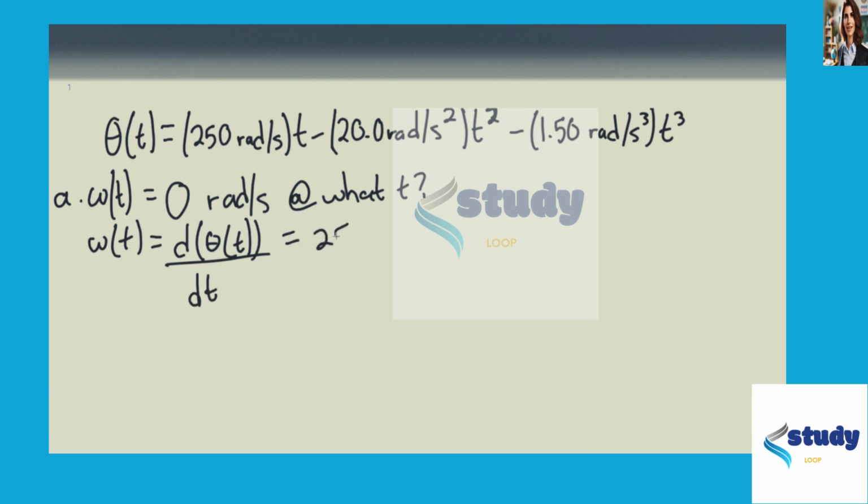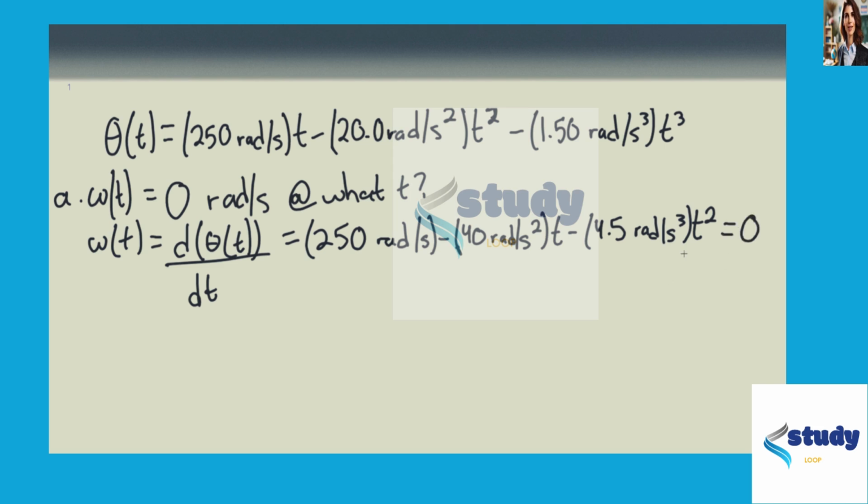So this will be 250 radians per second, minus 40 radians per second squared times time, minus 4.5 radians per second cubed times time squared. And this equals 0. We're going to use a TI-84, TI-85, TI-89, whichever one you would like to use in order to solve for t. This is simply a quadratic. So t is equal to 4.33 seconds.